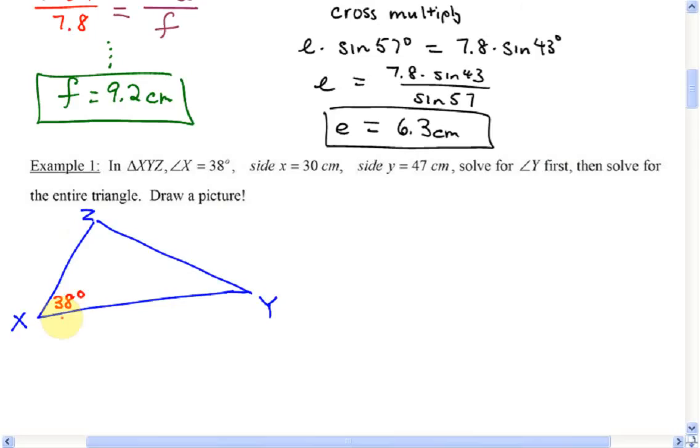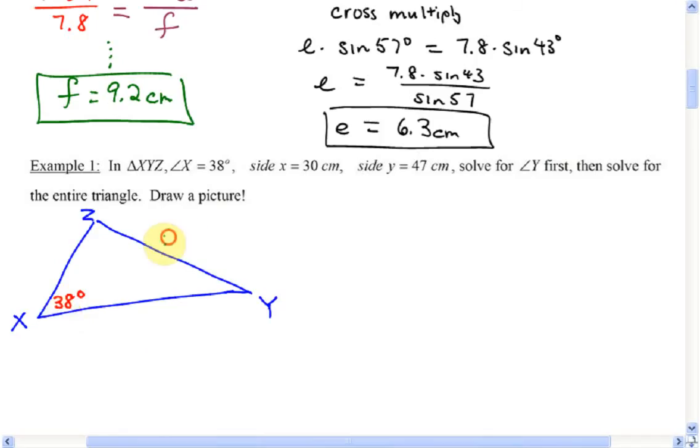Okay, now which one of these is side x? Is it xz? Is it xy? Or zy? Put your hands together. Okay, zy, good. The one across.